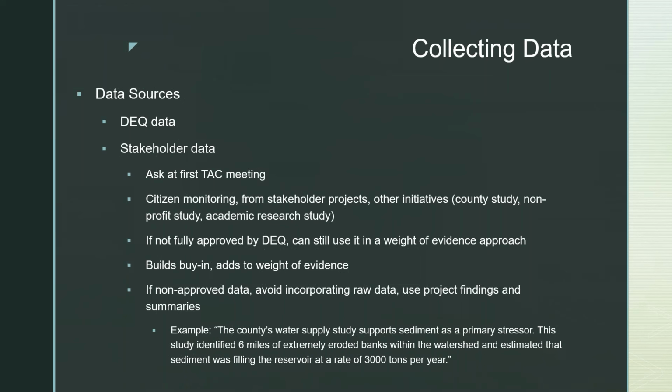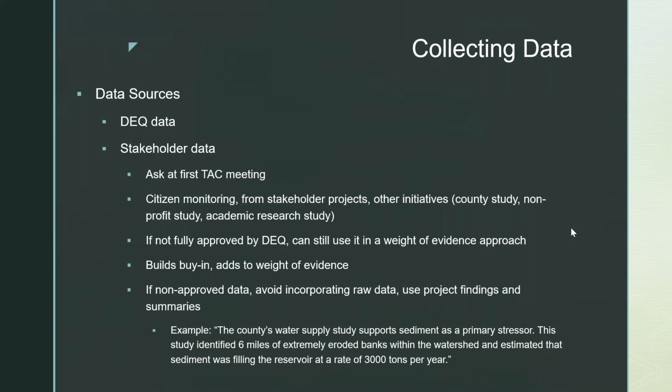For example, there's a quote down at the bottom here. Maybe this could be something similar to what you could say. The county's water supply study supports sediment as a primary stressor. The study identified 6 miles of extremely eroded banks within the watershed and estimated that sediment was filling the reservoir at a rate of 3,000 tons per year. All right, so that maybe was a study done to see how long their reservoir was going to last, but it's within the same watershed as this TMDL study.